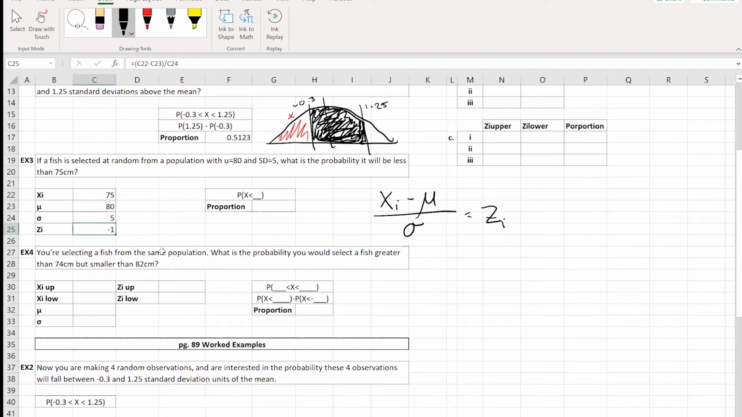And again, we get -1. This is 1 standard deviation below the mean. So now we can look up the probability of a value being less than -1 on our z-score table. And we find that it's 0.1587.